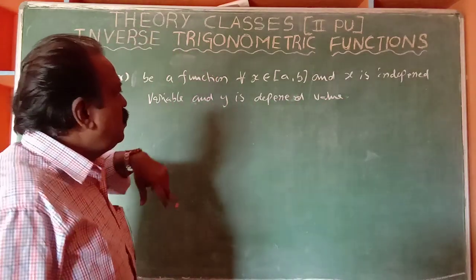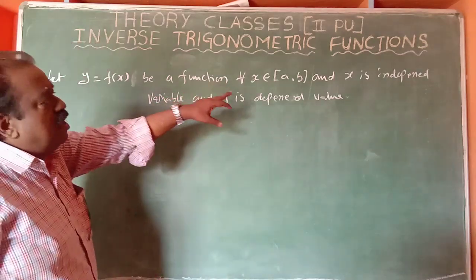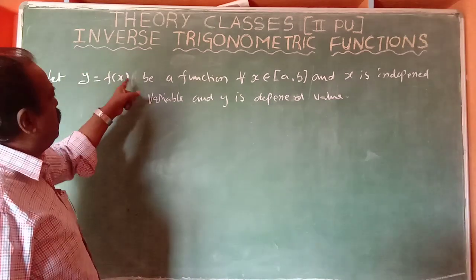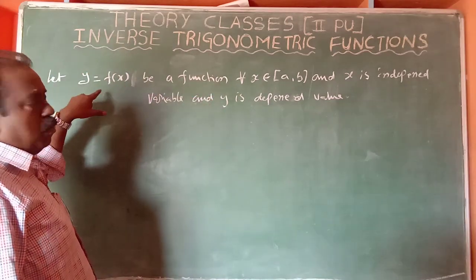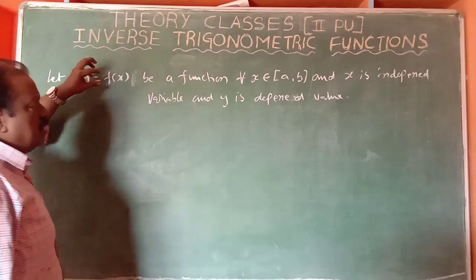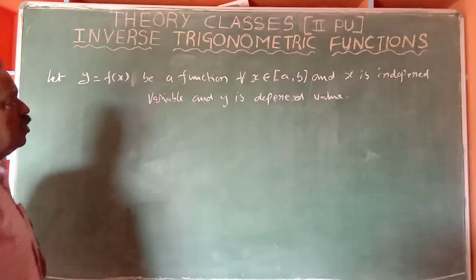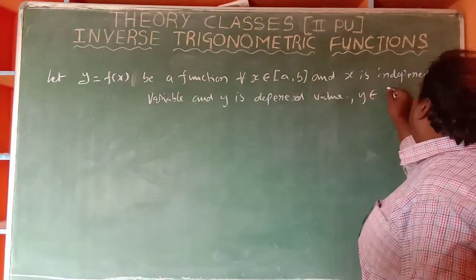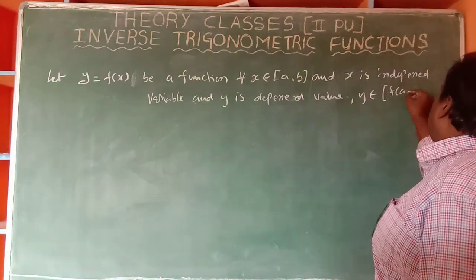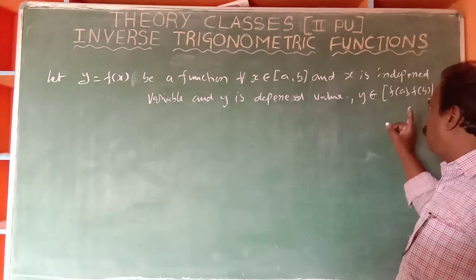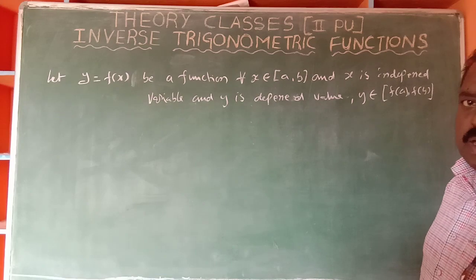Here x belongs to [a, b] is the domain. That means the values of x form the domain, and the set of values of y is called the range. You see, y belongs to [f(a), f(b)]. This is the range. Okay now?